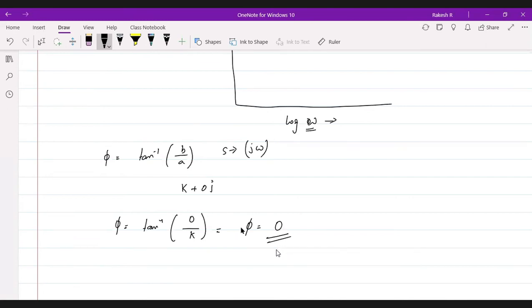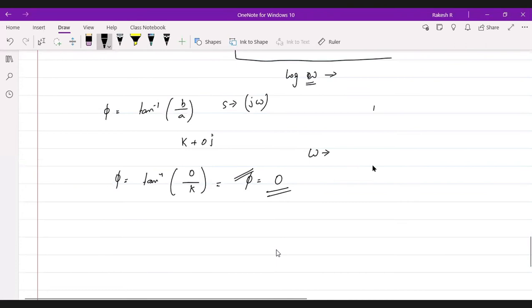That means the phase angle also will not contribute when you vary omega. The phase angle doesn't affect anything for the system gain k. When you take log omega and the phase phi, the system gain k doesn't contribute anything to the phase angle phi.